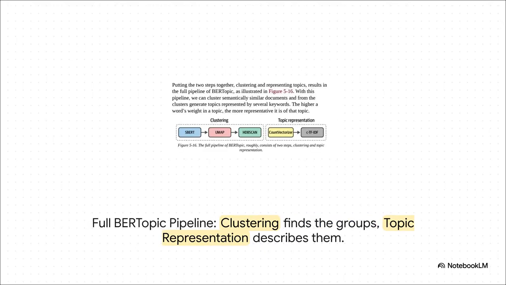So here it is, the full picture. The BERTopic pipeline is this brilliant two-stage process. First, it uses modern embeddings and density-based clustering to find really robust, meaningful groups of documents. Then it uses that clever c-TF-IDF trick to basically distill the essence of each group into a set of representative keywords. It's a powerful combination of finding the patterns and then giving them a name.